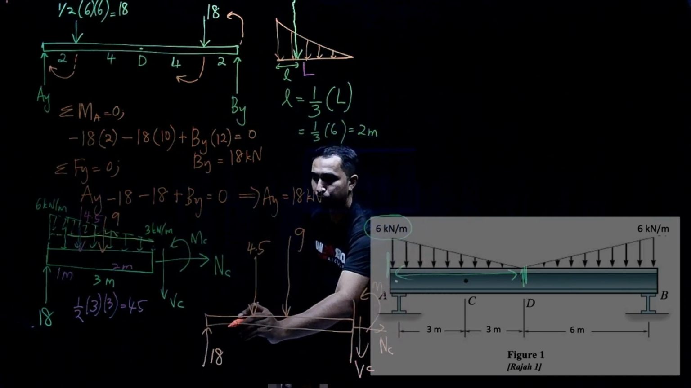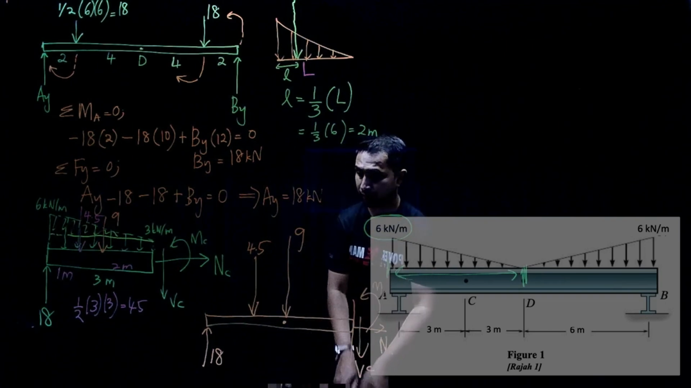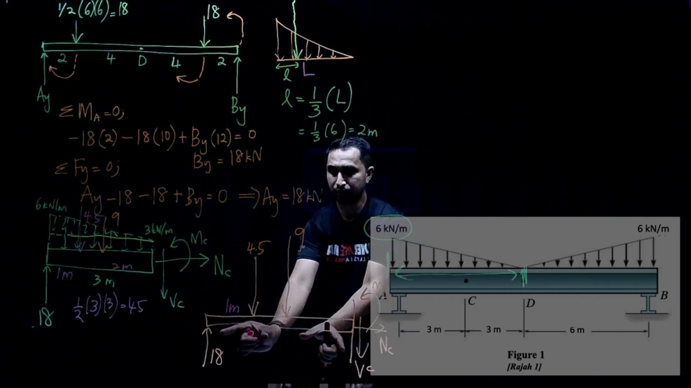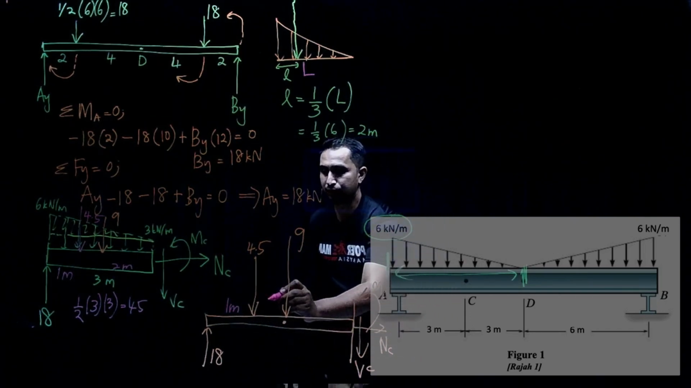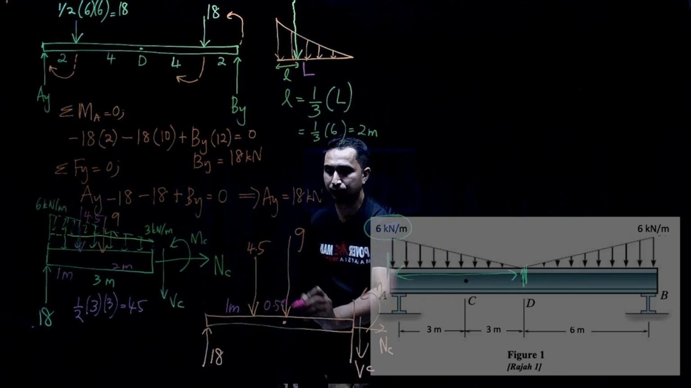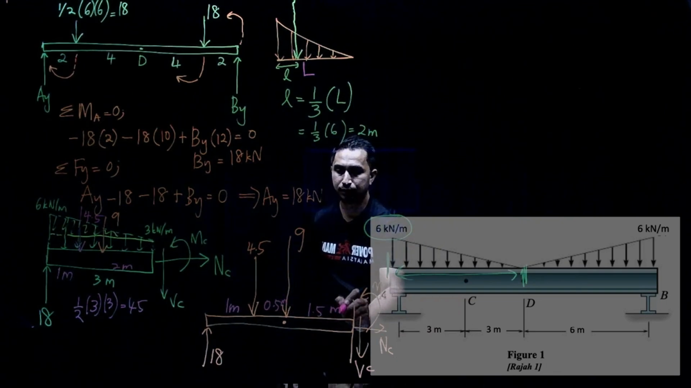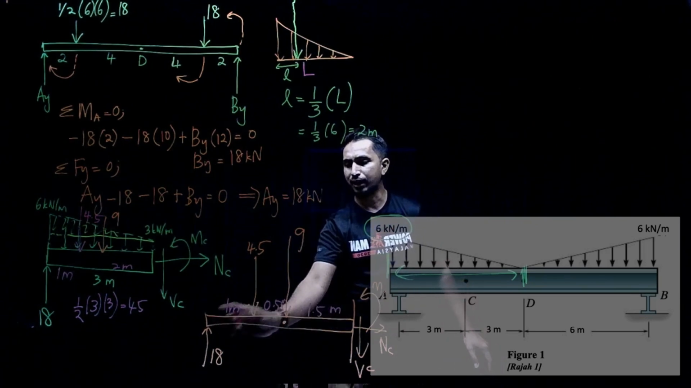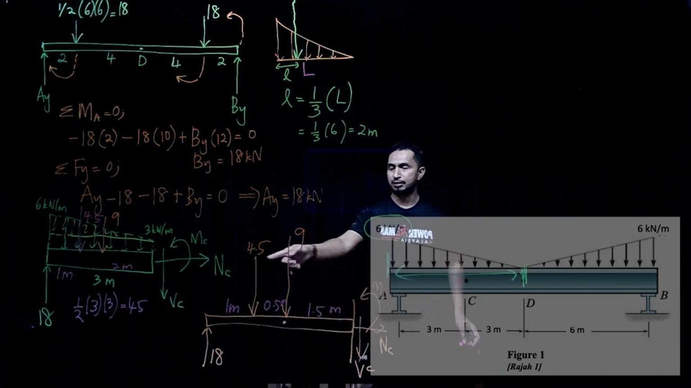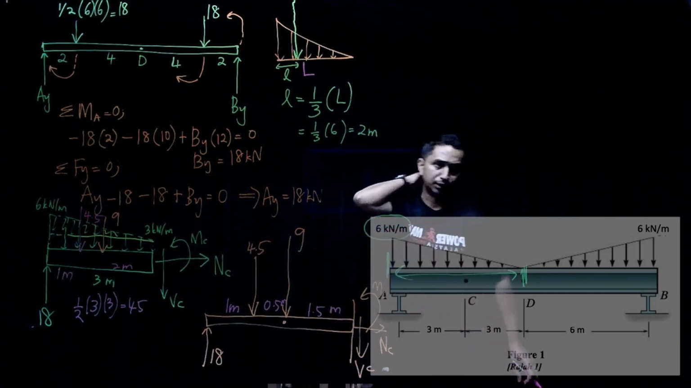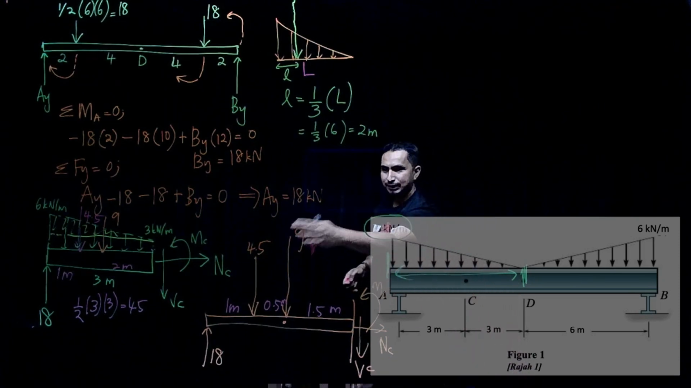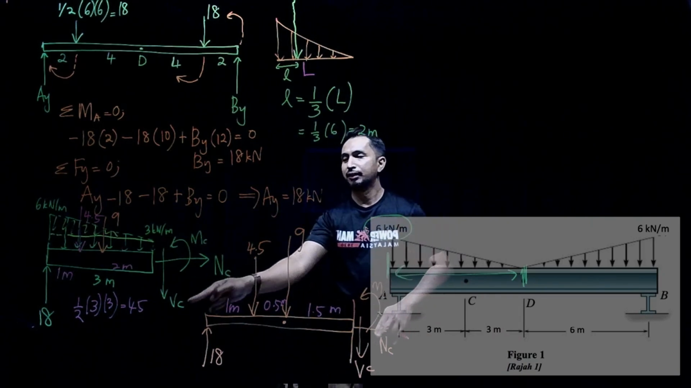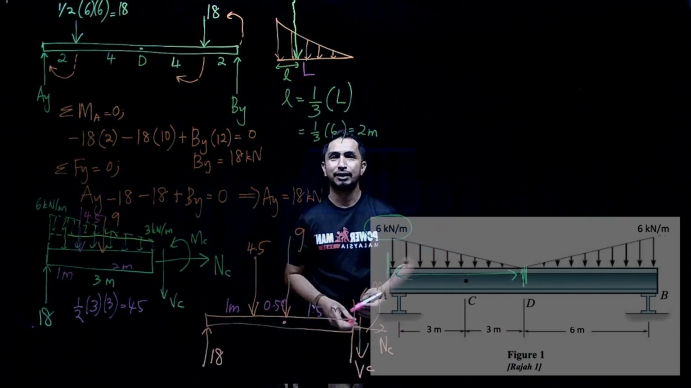So here is 1 meter. We'll divide it. This is 1 meter, total 3 meter. So this is 0.5 meter. This is 1.5 meter. So total will be 1.5 plus 0.5 plus 1, total will be 3 meter, similar to the original figure. Okay. So from this diagram, we need to find NC, VC, and also MC, the internal loading.